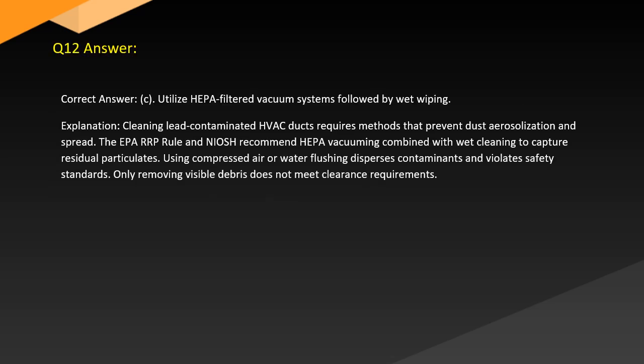Answer. Correct answer: C. Utilize HEPA-filtered vacuum systems followed by wet wiping. Explanation. Cleaning lead-contaminated HVAC ducts requires methods that prevent dust aerosolization and spread. The EPA RRP rule and NIOSH recommend HEPA vacuuming combined with wet cleaning to capture residual particulates. Using compressed air or water flushing disperses contaminants and violates safety standards. Only removing visible debris does not meet clearance requirements.